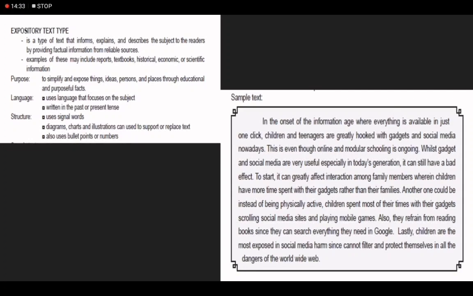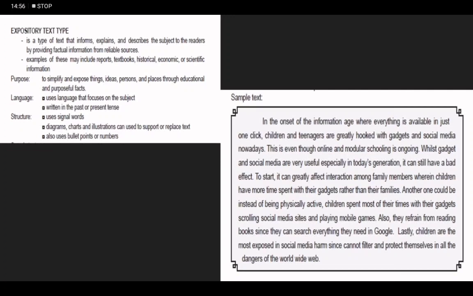Language focuses on the subject, and it is written in the past or present tense just like the narrative text type. They use signal words, diagrams, charts, and illustrations. Also uses bullet points or numbers. Here's an example text. Now who would like to read this for us?